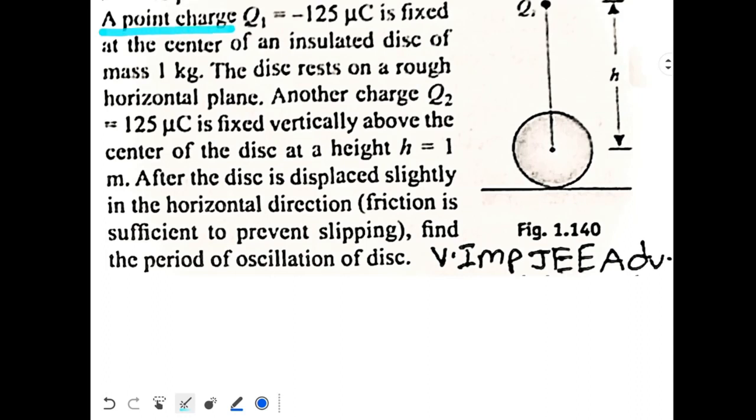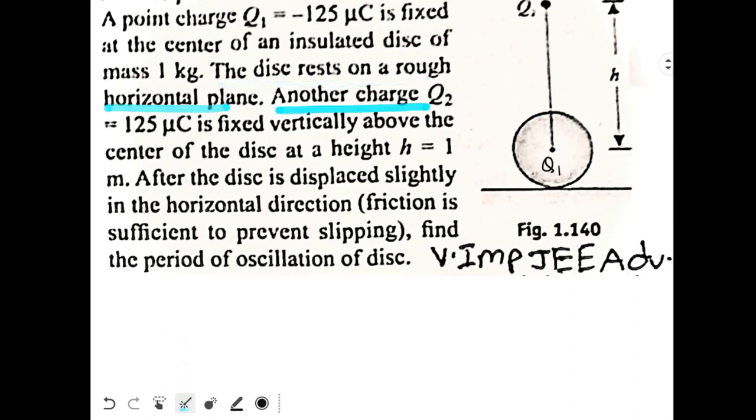A point charge Q1 equal to minus 125 microcoulomb is fixed at the center of an insulated disk of mass 1 kg. This is the disk. At the center of the disk we have charge Q1. Then the disk rests on a rough horizontal plane.